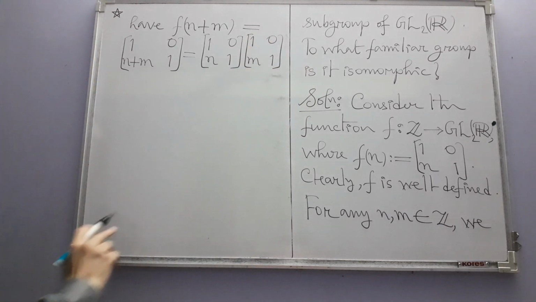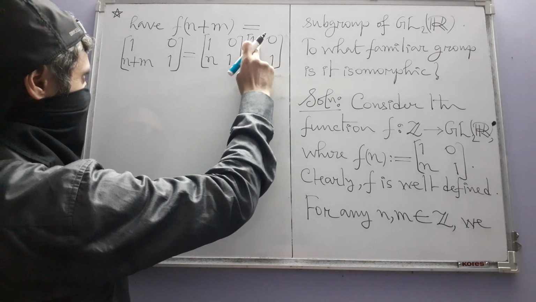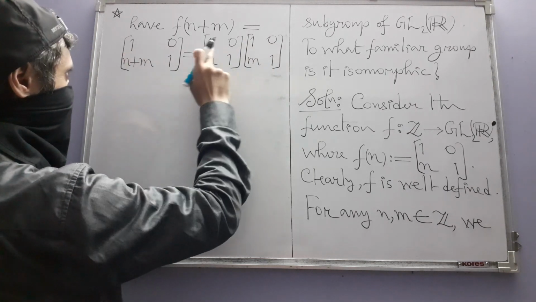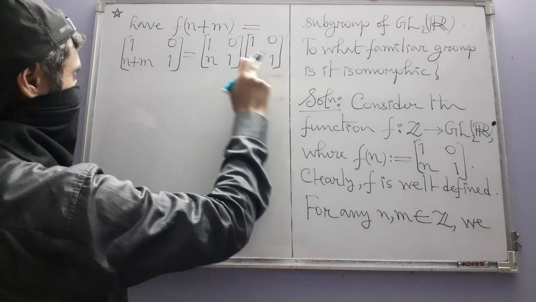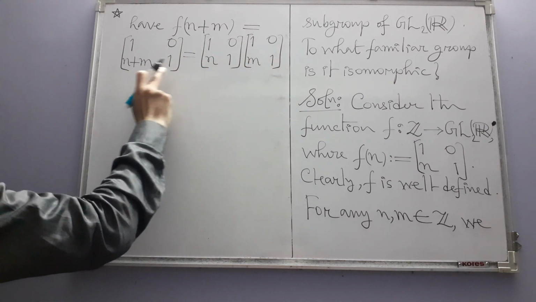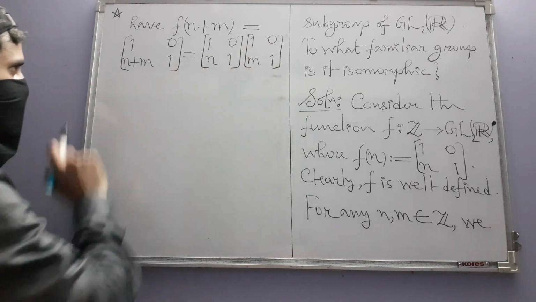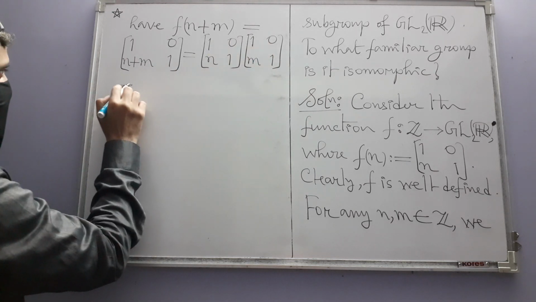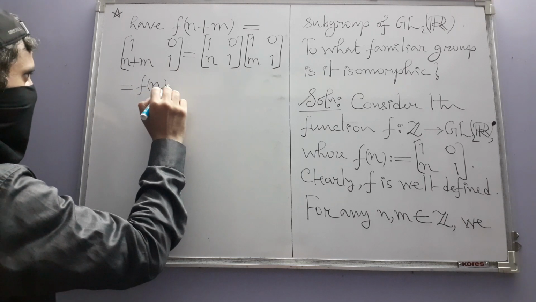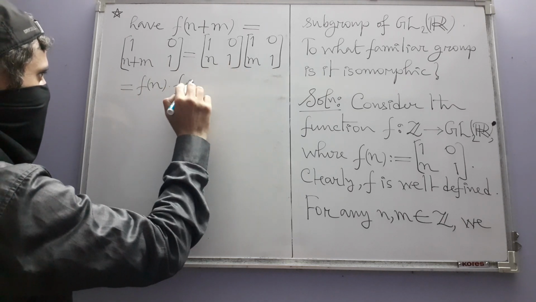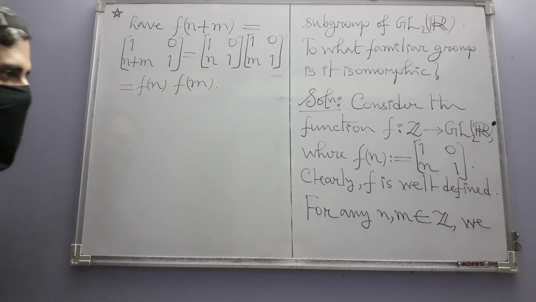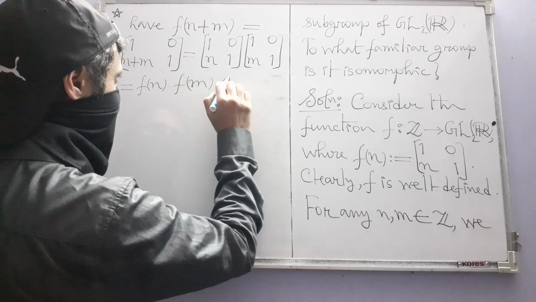Let's actually calculate. 1 times 1 is 1, plus 0 times m is 0, so that means 1. Okay, 0 plus 0, 0. n plus n, n plus n. 0 plus 1, 1. Yes. So that's why this is f of n, of course, times this is f of n. So f preserves binary operations between these two groups.